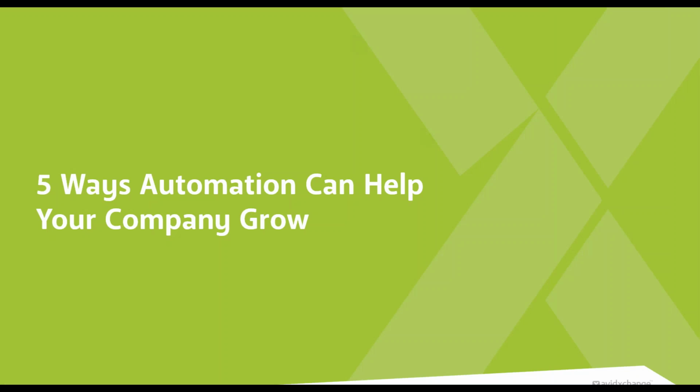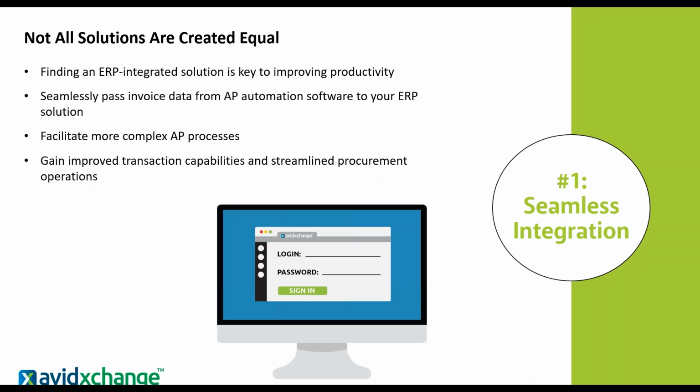So we've talked about the pain points and where we see organizations struggling with AP process. Now let's talk about ways that we can improve it. And the webinar was about 5 ways to automate and how we can help your company grow. So let's talk about the first way we can help you grow. One is through seamless integration.